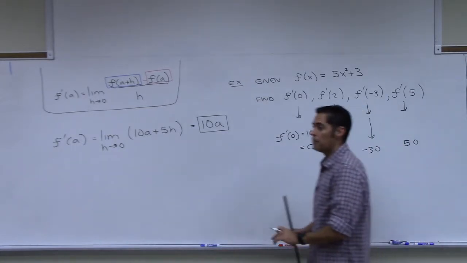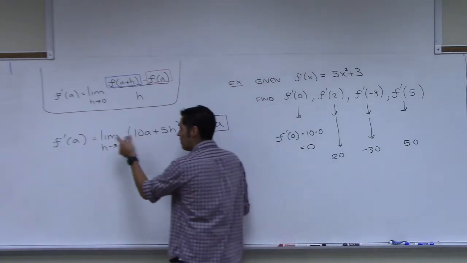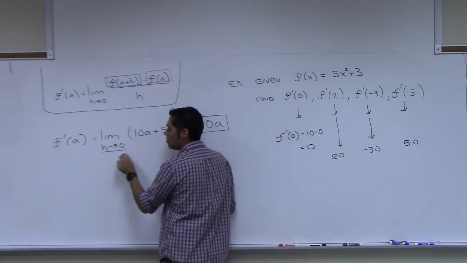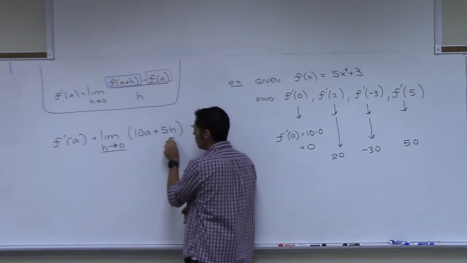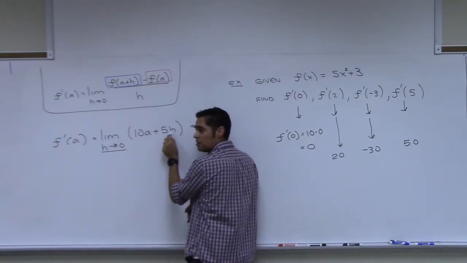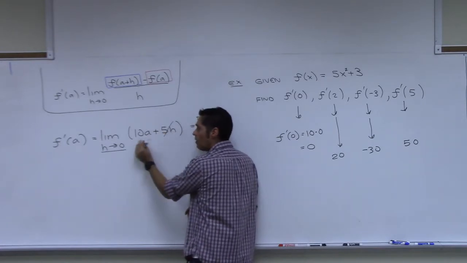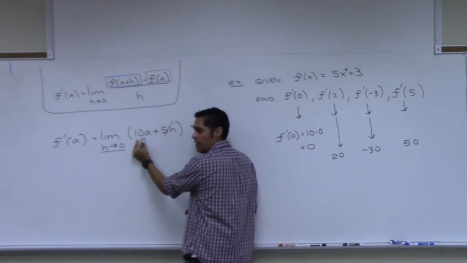Yes? What happened to the 5h? Okay, so at this point right here, I said I'm going to take my limit. What happens when h approaches 0? When h approaches 0, this becomes very close to 0. 5 times that basically vanishes away to nothing. And all that's left is this, 10a.